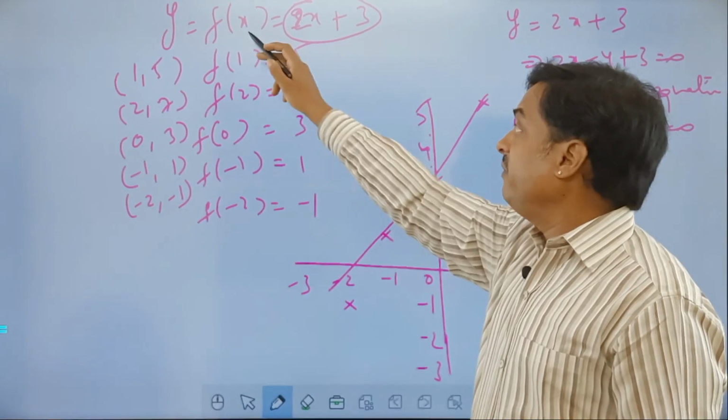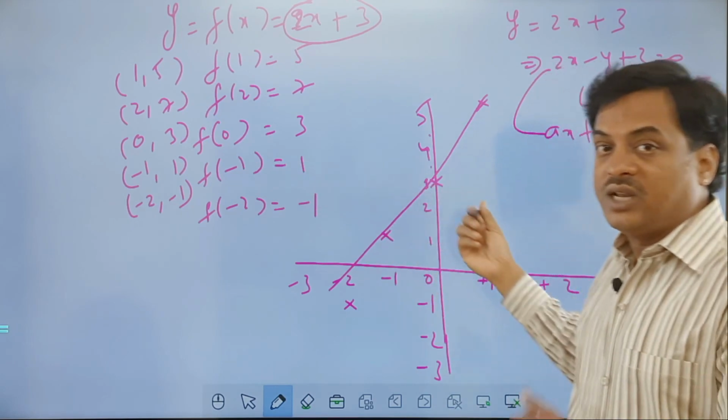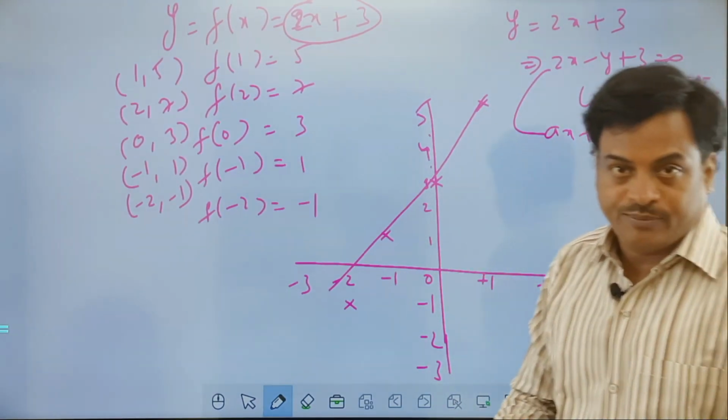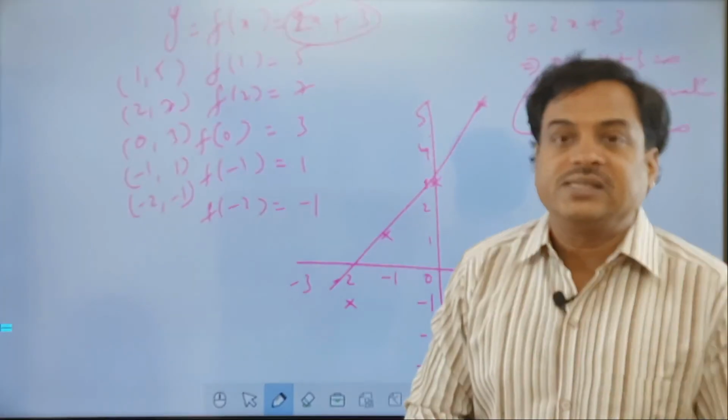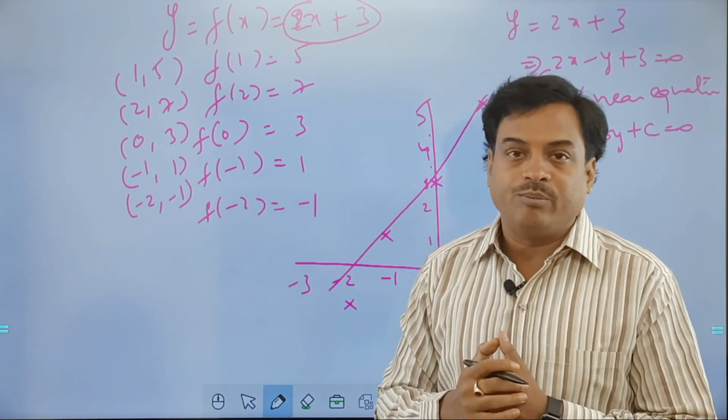So for every value of x, there is a different value for y, and that becomes an ordered pair which we use on the graph paper to get the graph. So this is how you should practice functions, and we'll try to give more examples in our other assignment papers.